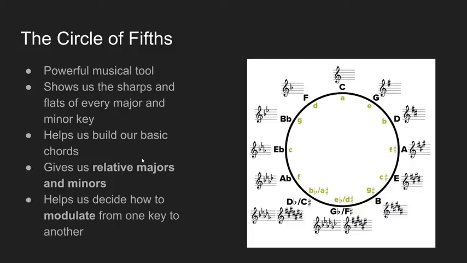It helps us build our basic chords. Say I want to make a C major chord. On the circle of fifths, if I go over to the right to where G is, I know that in my C major scale, G is scale degree 5. So I now know two notes of my major or minor chord, and then I can find the third by counting if I need to. That's another thing it does for us. It gives us relative majors and minors, which we will go into in a little bit, and also helps us decide how to modulate from one key to another.